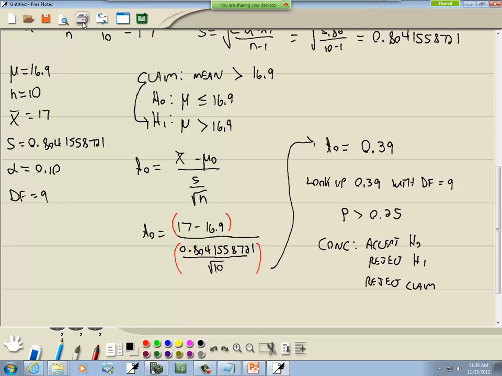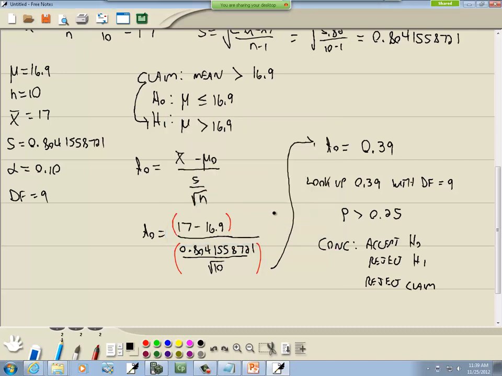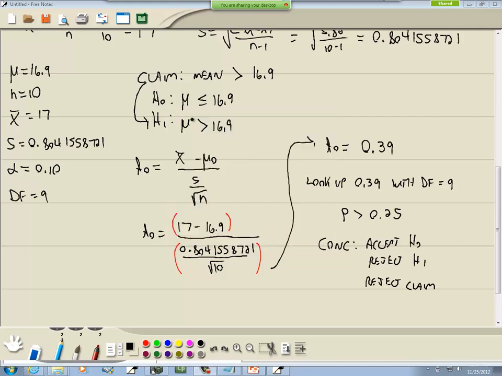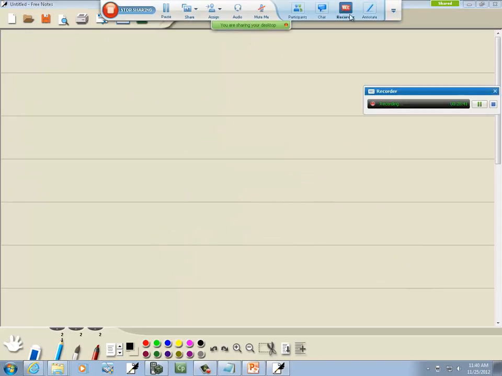And let me save that. Okay, hypothesis test for population mean, p-value approach by hand, page 2. There we go. Stop the recorders. That's the end of that section.